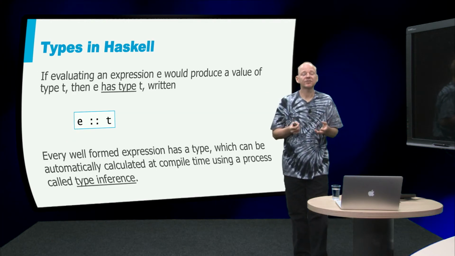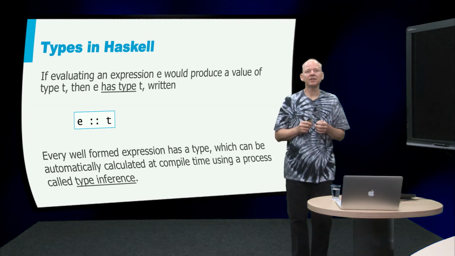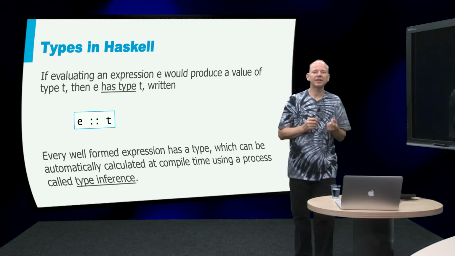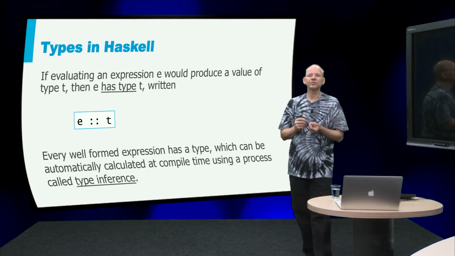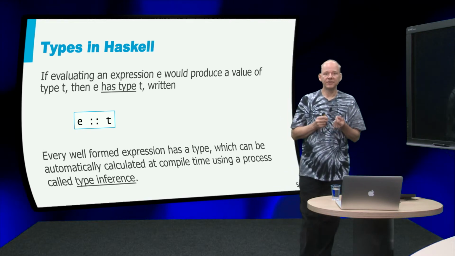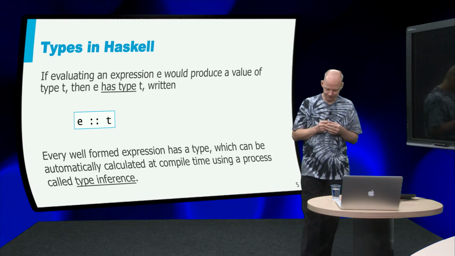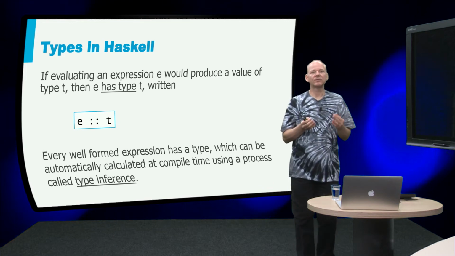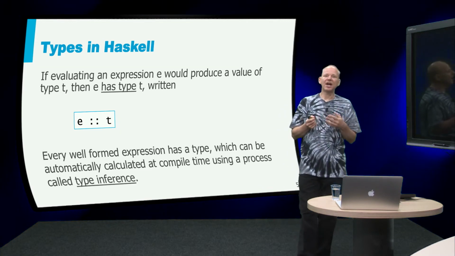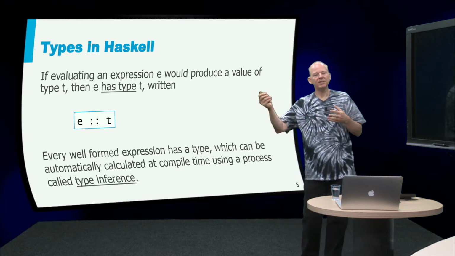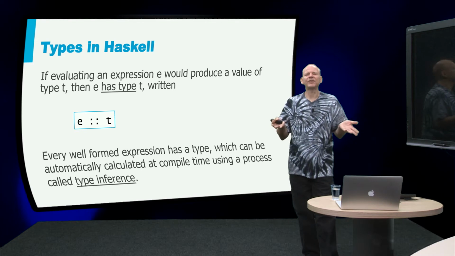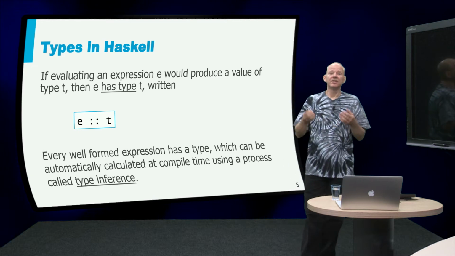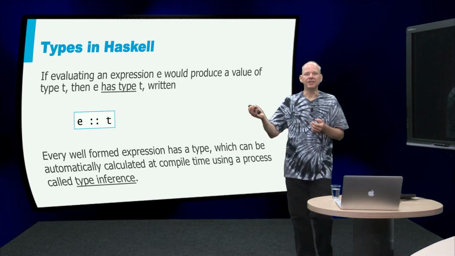The notation, the syntax for writing down types in Haskell is expression :: type. So if evaluating the expression E will produce a value of type T, we write this as E :: T. Other languages have different syntax. For example, in Visual Basic, you will write E as T. In Java, you would write T E. But that's all syntax. The real thing is that we're interested in the semantics of this, which says that the type of expression E is T.